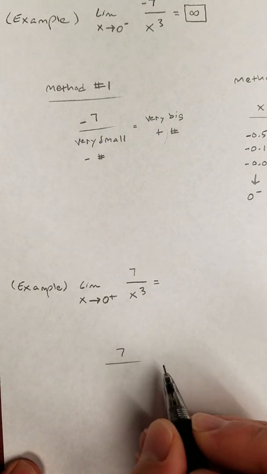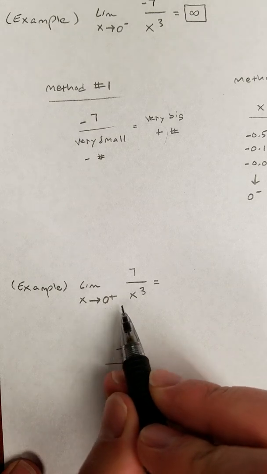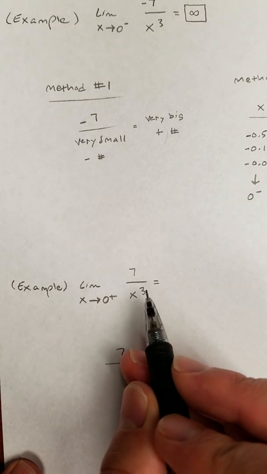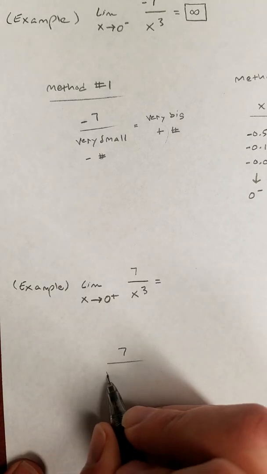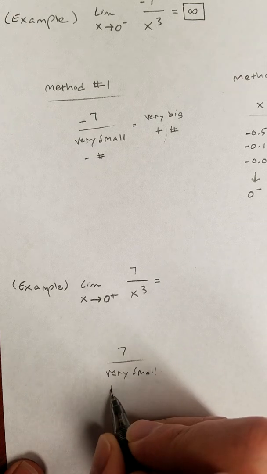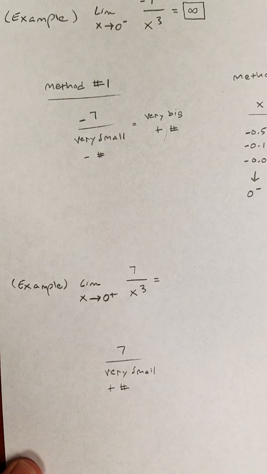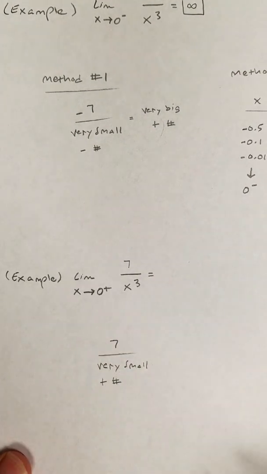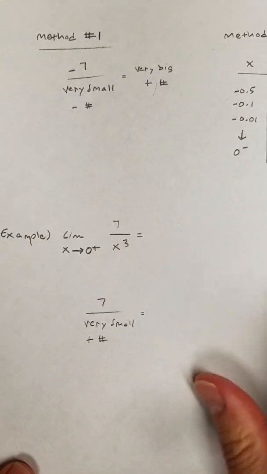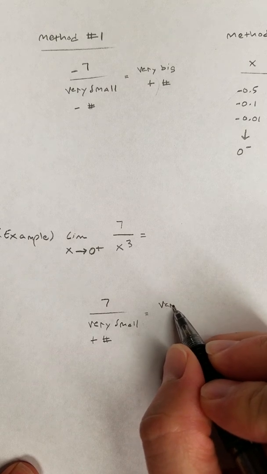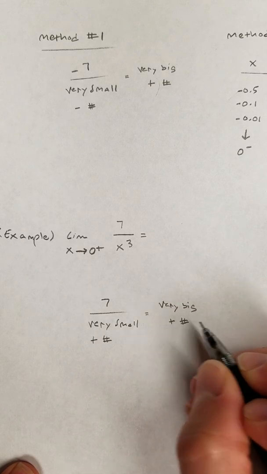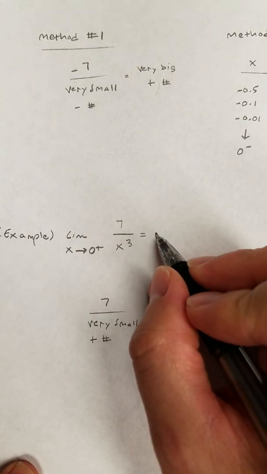So if I did this one, 7 over x to the third power, that's going to be 7, which is a positive number. And again, 0.1s and 0.01s taken to the third power are very small positive numbers, okay? So what's 7 divided by a very small positive number? As we have seen in some calculations, it'll be a very big positive number. So this one will also be infinity.